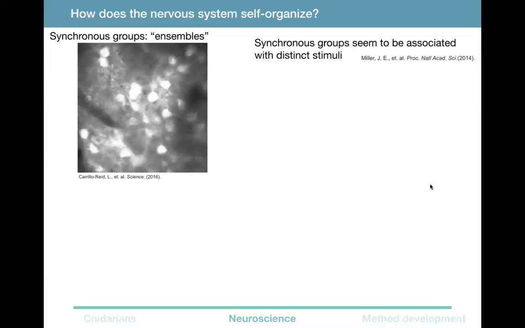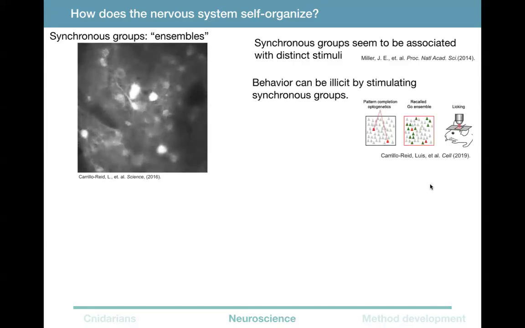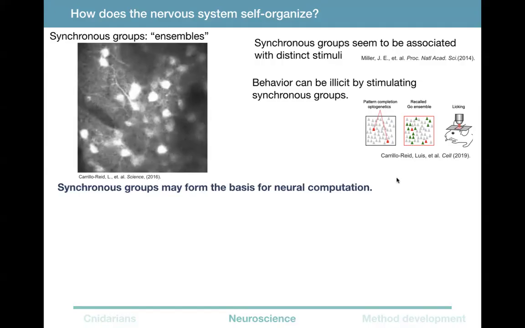There's lots of work that has studied these synchronous groups. What they find is that these groups seem to be associated with distinct stimuli, and that you can elicit certain behaviors by stimulating these groups. You can, for instance, go in and activate certain neurons and cause a group to fire, and then cause a known behavior. In this case, they were doing a kind of mind control, activating a group that causes a mouse to stick its tongue out whenever they activate it. So these experiments and many others have led people to think that maybe these synchronous groups form some sort of basis for neural computation.